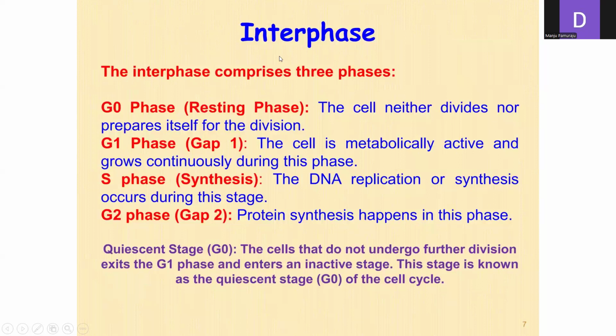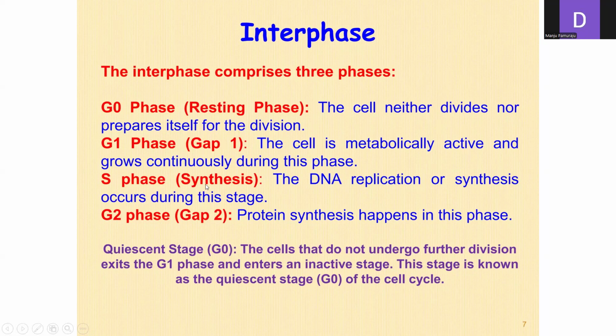First, the interphase. The interphase comprises three phases: G0 phase, G1, S, and G2 phases. G0 phase is the resting phase, where the cell neither divides nor prepares itself for division. Whereas the G1 phase, that is gap 1, the cell is metabolically active and grows continuously during this phase.